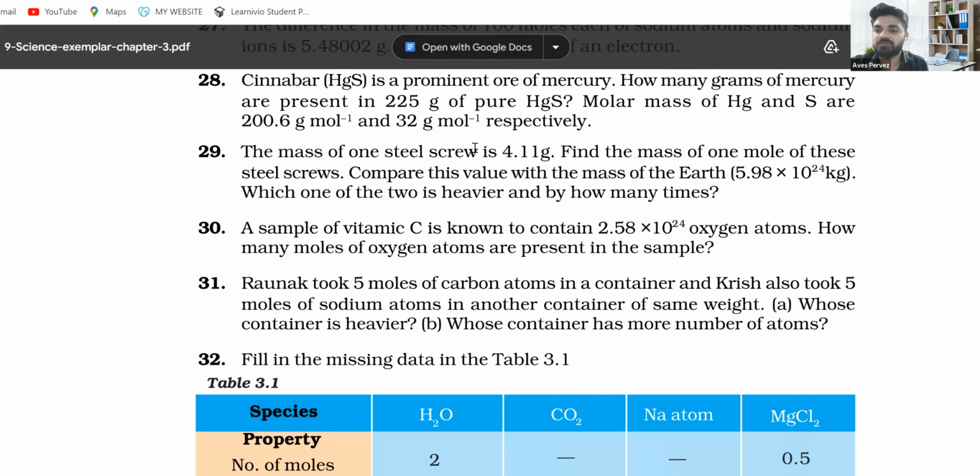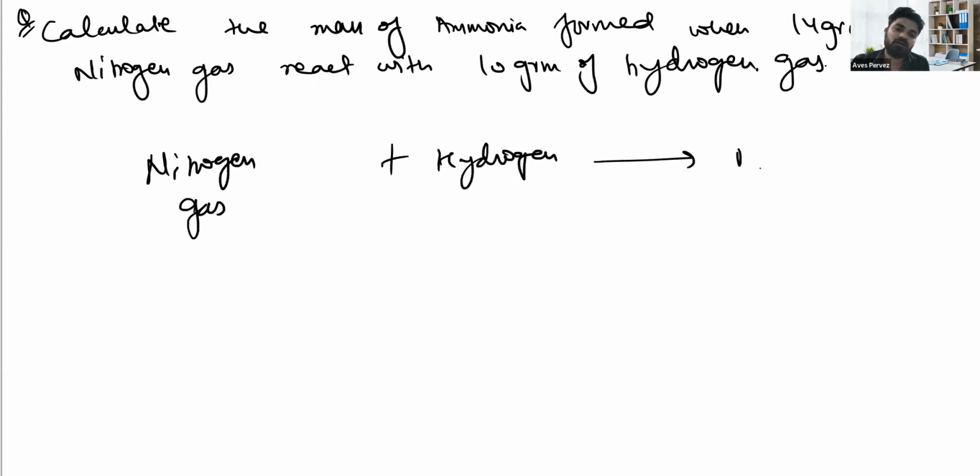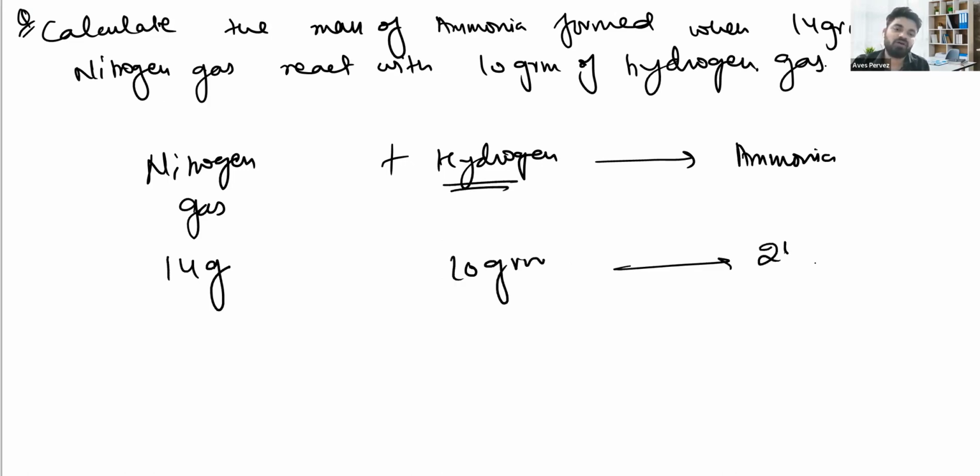So here is the question. Let's calculate the mass of ammonia formed. Nitrogen gas, when it reacts with hydrogen gas, gives you ammonia. Do you think that if we have 14 gram of this one, nitrogen, and this is hydrogen, 10 gram, it should give you 24 gram ammonia?